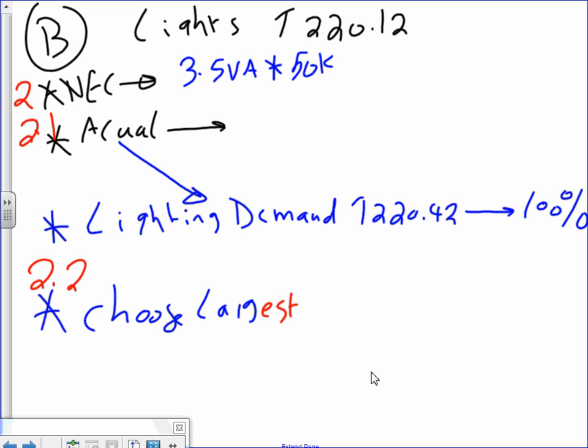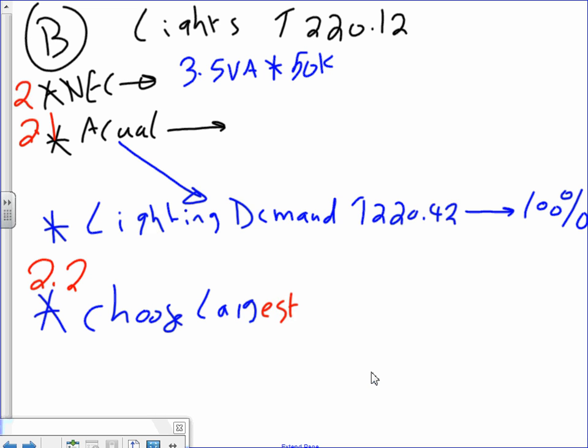Now, lighting, here's the deal. Lighting is continuous load. And because it's continuous load, you have to multiply it by 1.25. Can you guys write your 7 note? Because it's continuous load, you multiply by 1.25, meaning it will sit. Look at this light, it has been on for at least 3 hours. 3 hours or more, the code considers the load continuous load.